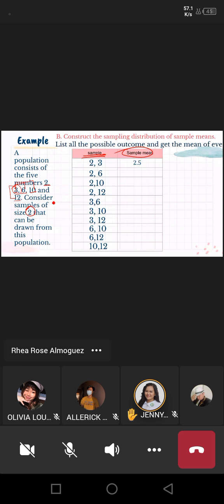Wait lang medyo maingay yung paligid. Naririnig niyo yung sound sa paligid ko.